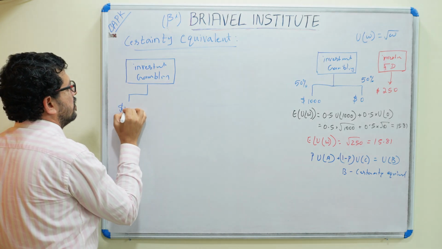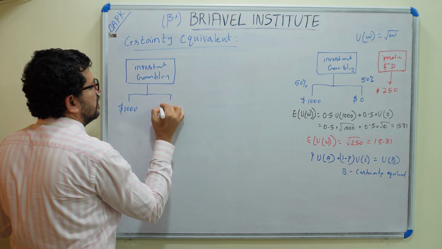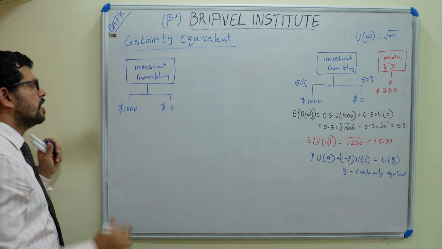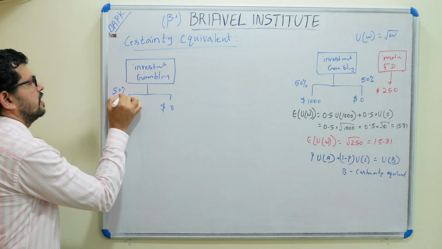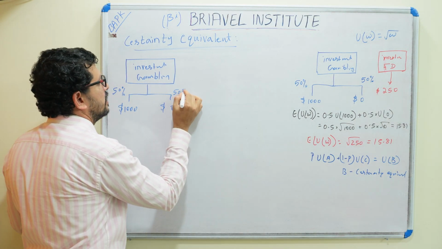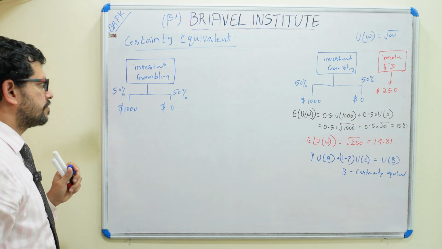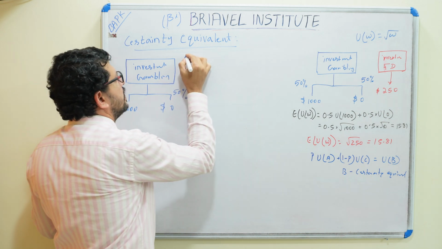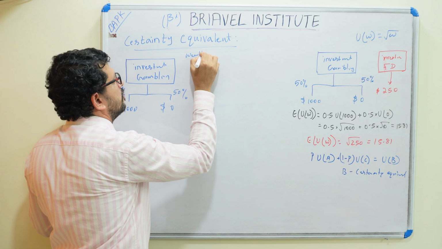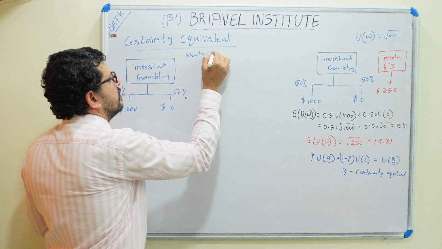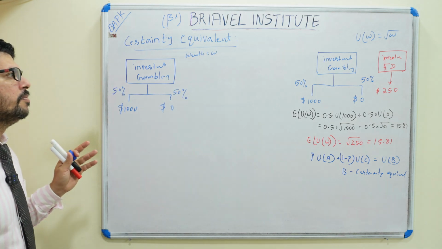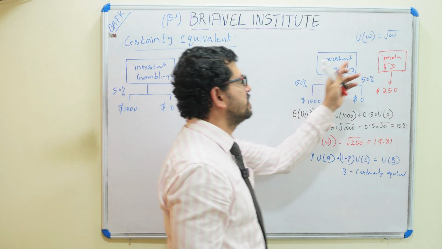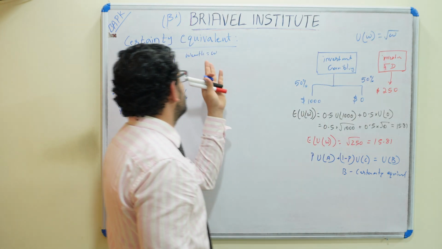It is $1,000, here it is $0. So there is a 50 percent chance of getting 1000, and a 50 percent chance of getting 0. Now my utility is written in terms of wealth. Here I represent wealth as W only, and here I represent my utility as root W. Here I'm just writing W.